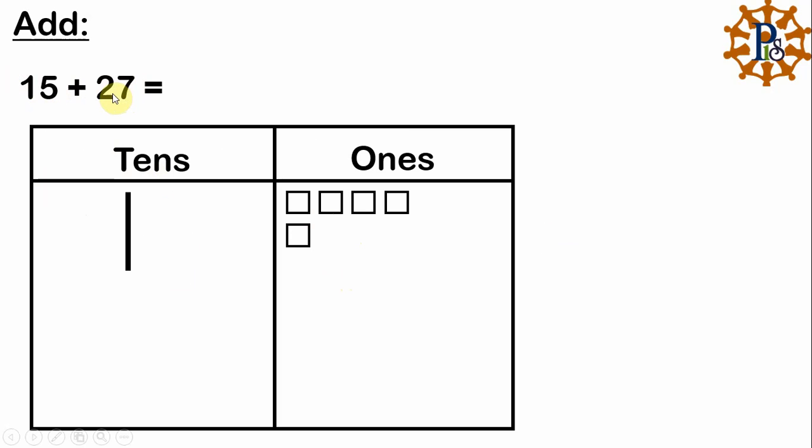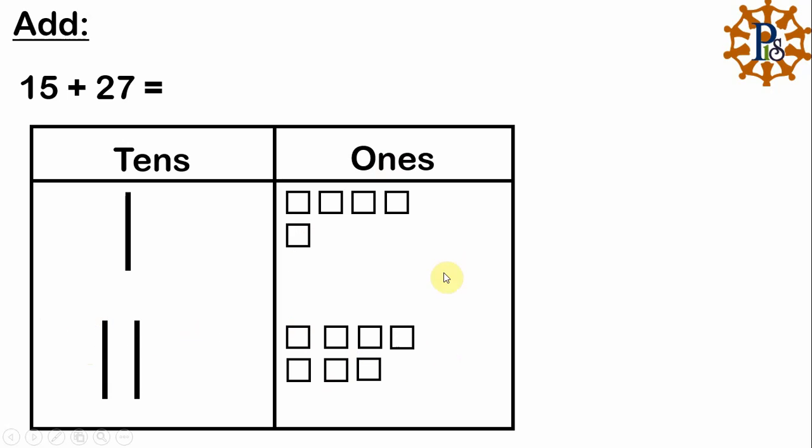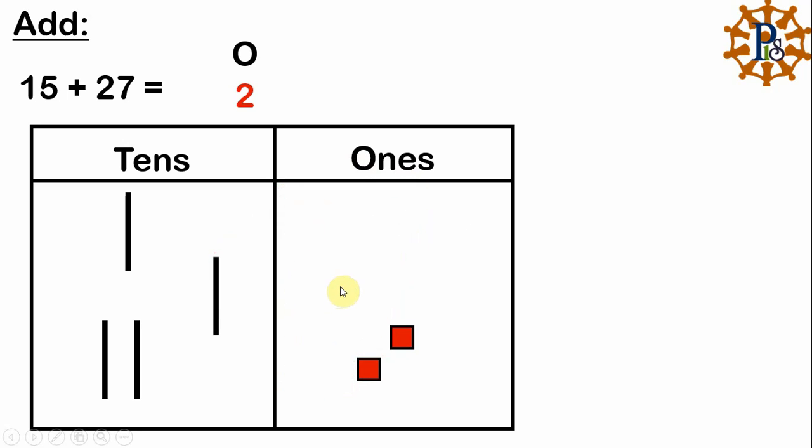We want now to represent 27. I will draw 7 squares, 1, 2, 3, 4, 5, 6, 7, and 2 lines in tens. If you count the squares, you will find they are more than 10. So I will circle only 10 squares, counting 1, 2, 3, 4, 5, 6, 7, 8, 9, 10. What do 10 squares represent? 10 squares represent one line in tens. And now we want to remove these squares. The final result will be 2 in ones and 1, 2, 3, 4 in tens.